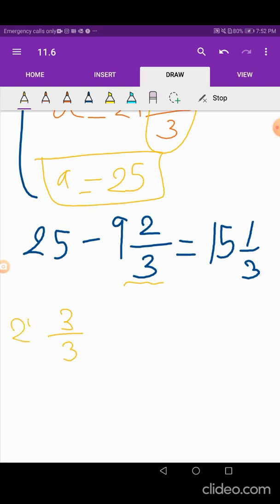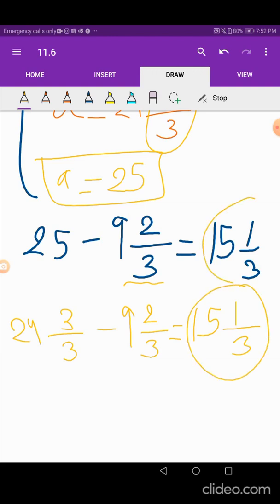And 24 minus 9 and 2 over 3. So 24 minus 9 is 15, and 3 minus 2 is 1, and 3 minus 3, of course, is going to stay as it is. So 15 whole and 1 over 3, 15 whole and 1 over 3. So my answer is correct.